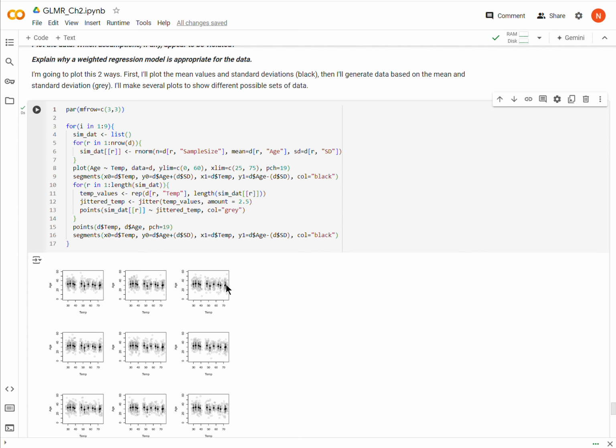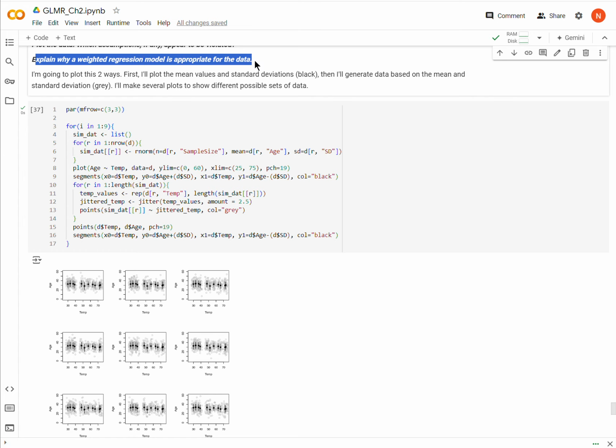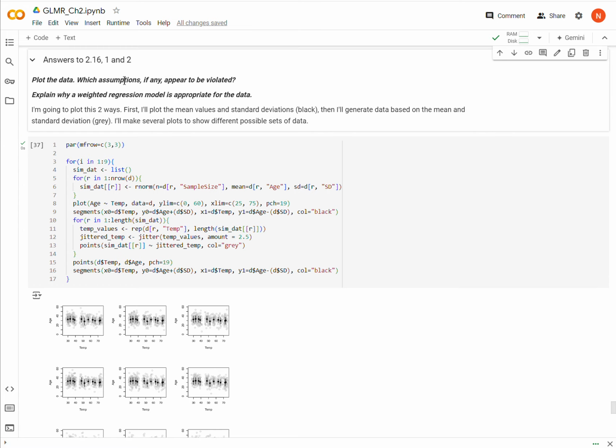You can look at the code, go to the Colab sheet and see how I did all of that, but that's the basic idea. Now we're meant to explain what assumptions appear to be violated, and then why a weighted regression model is appropriate for this data. These two kind of answer one another.